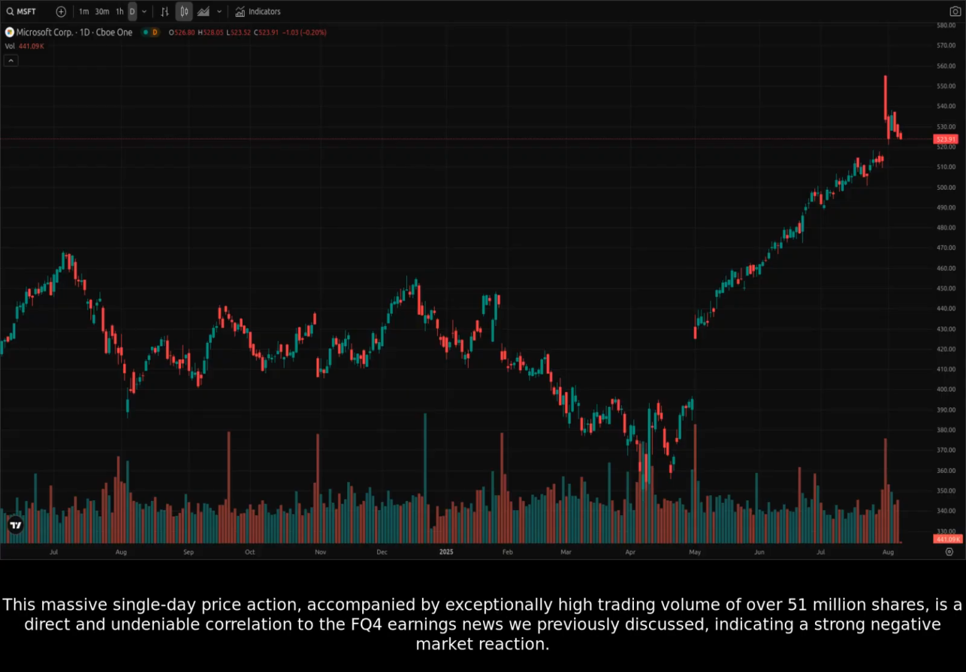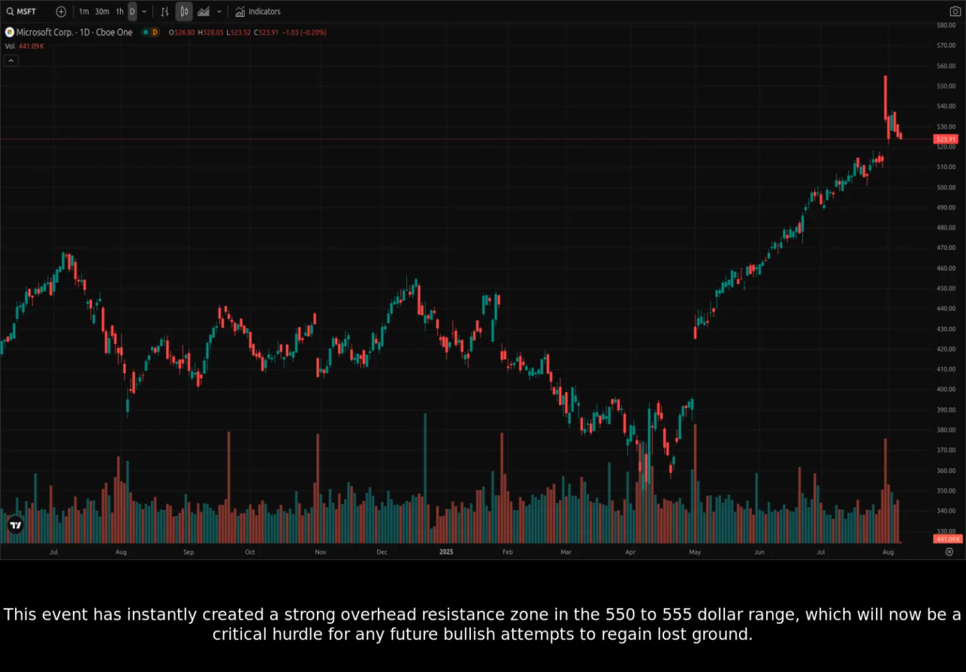$533.5. This massive single-day price action, accompanied by exceptionally high trading volume of over 51 million shares, is a direct and undeniable correlation to the Q4 earnings news we previously discussed, indicating a strong negative market reaction. This event has instantly created a strong overhead resistance zone in the $550 to $555 range, which will now be a critical hurdle for any future bullish attempts to regain lost ground.